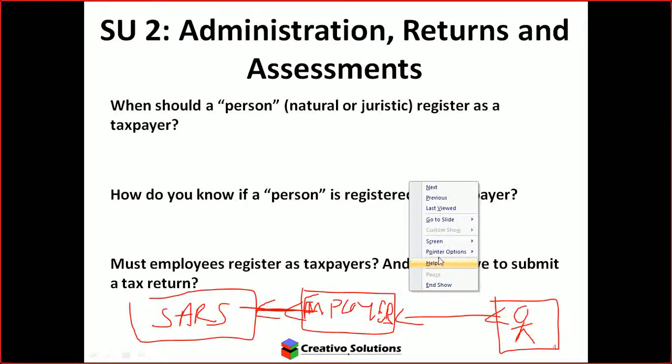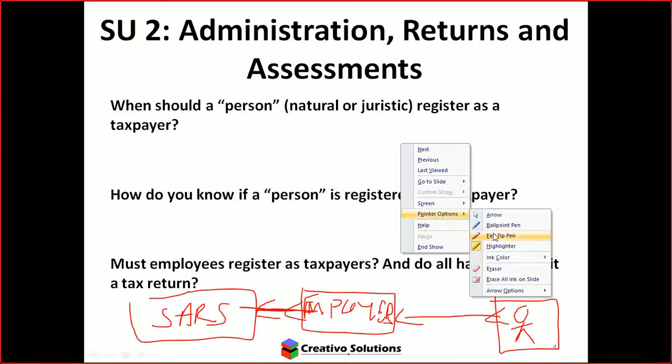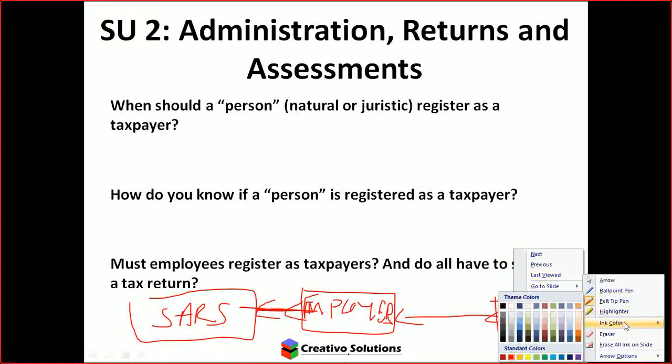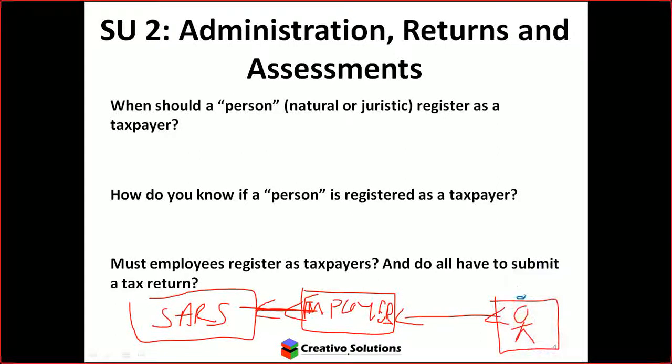Right, what happens every year? We just spoke about a tax return. The tax return part, I actually rubbed it off. Let me just write it in. The tax return part is when you as an individual are communicating with SARS. That's how it works. Okay, yes.